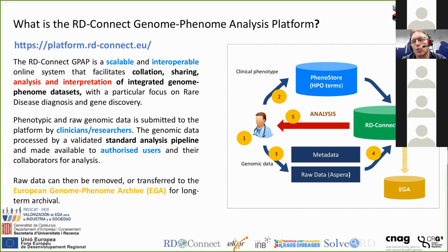Once it's there, this allows the clinician or the researcher, the submitter of the data, or someone in their team to undertake their own analyses within the platform, with the objective of solving the rare disease cases themselves. And also we have a connection to the EGA, so that if the data is to be archived for long-term usage or long-term access in the future, we can push the data to the EGA, which is the European Genome-Phenome Archive.